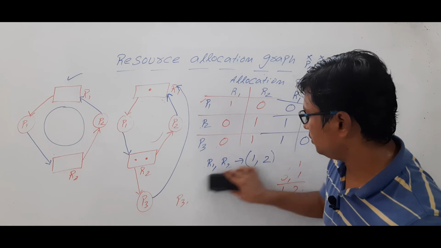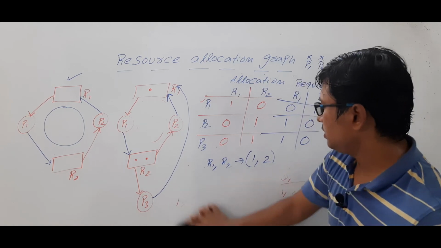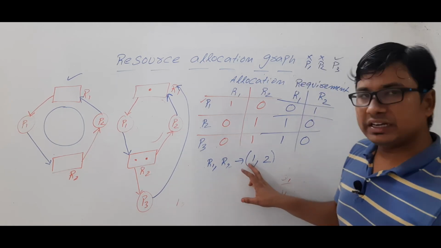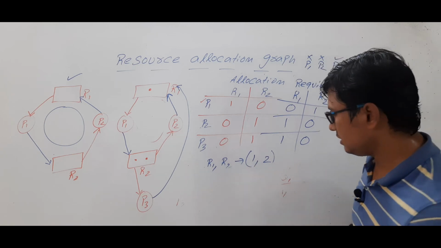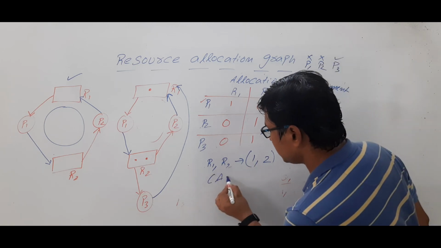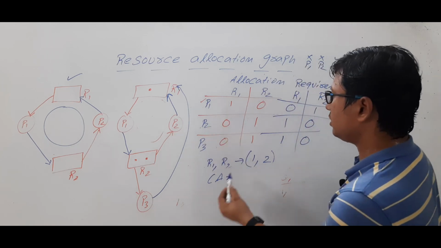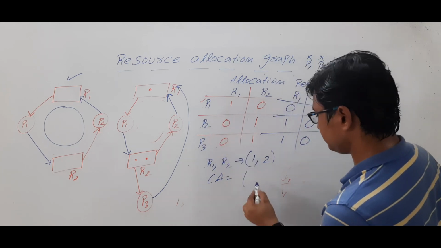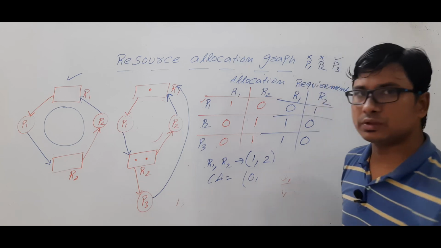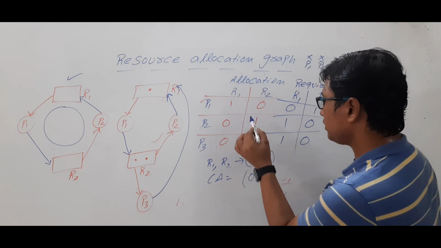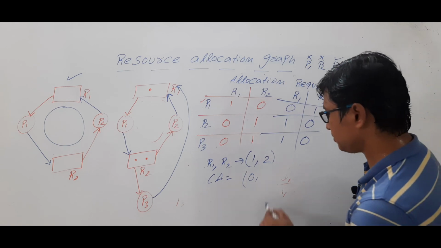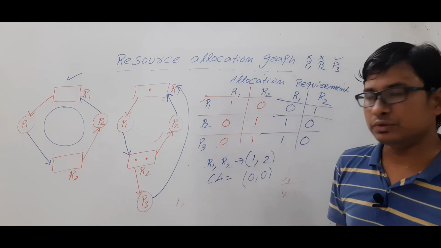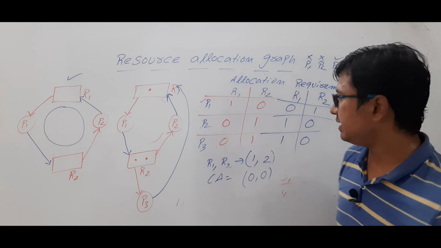Okay. Now look at here. Initially, we have one instance of resource R1 and two instances of resource R2. Is it clear? Now, current availability. One already has been allocated to the process P1, so the current availability is 0. And two instances we have, and they are allocated to process P2 and process P3, so it is 0. So the current availability is 0 and 0.